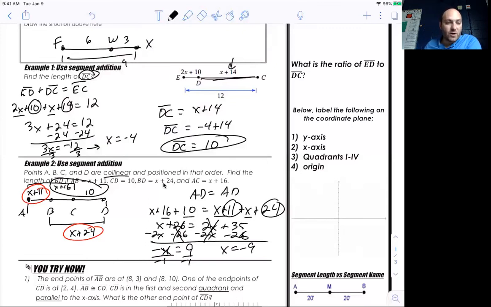Now the question says find the length of BD. So I want this one right here. BD is equal to negative 9 plus 24, which gives me a positive 15. There's my final answer.